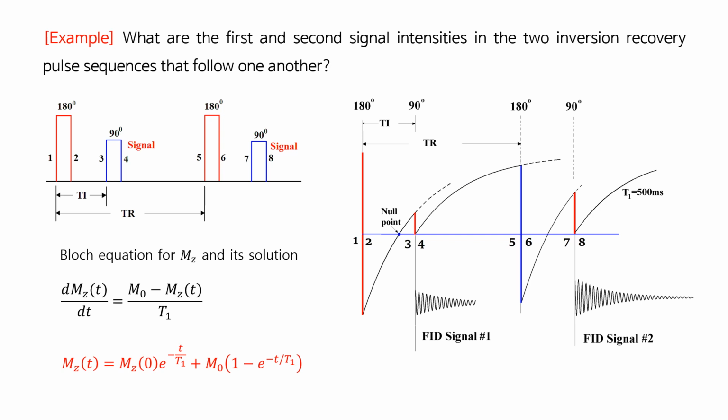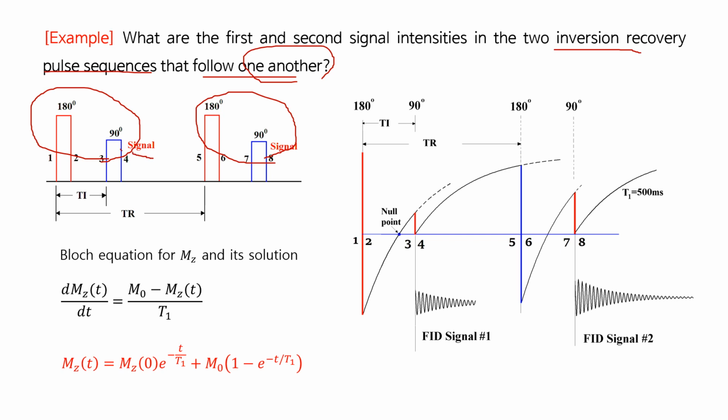So here is another example which needs calculation. What are the first and the second signal intensities in two inversion recovery pulse sequences that follow one another? So one inversion pulse sequence and another inversion pulse sequence, successive inversion pulse sequences are applied. And in that case, find the first signal here and the second signal here.